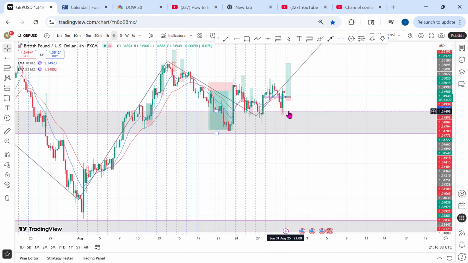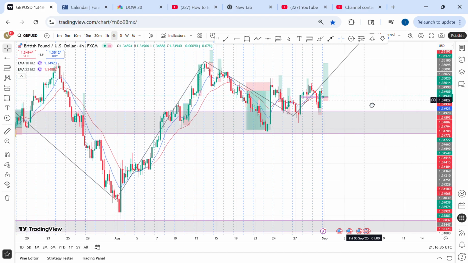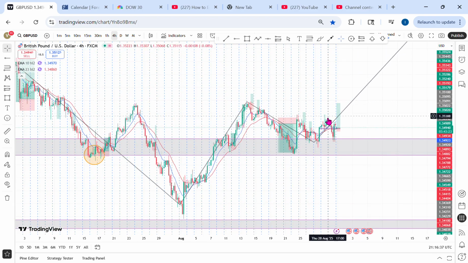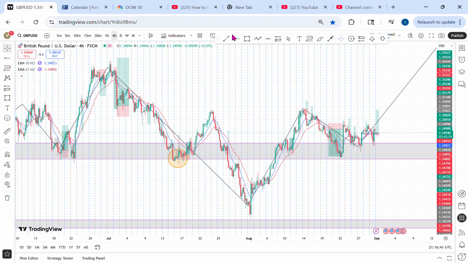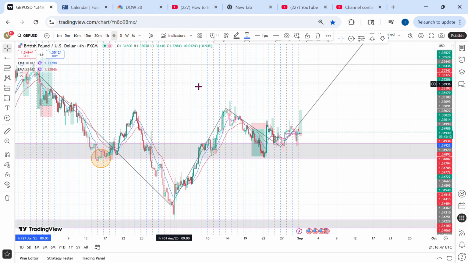You can see these aggressive bullish candles on the 4-hour time frame, and we are what? We are still looking for a buy to the next high. Where is the next high? This is the next high we are looking out for on the 4-hour time frame. We should be looking for a buy.